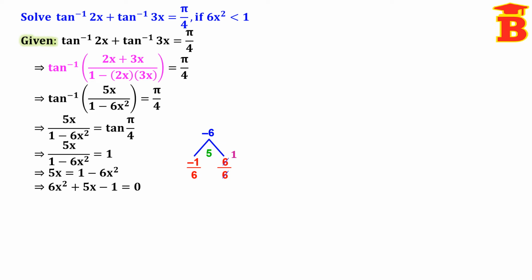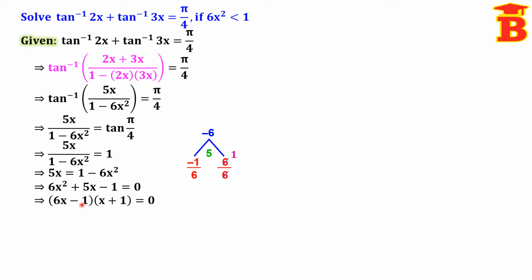This is a quadratic equation. We have to find the factors of this. Here the product is minus 6 and the sum is 5. So the two numbers are minus 1 and 6. Divide by the first number 6, and so we get minus 1 by 6 and 1. So this can be taken as (6x minus 1) into (x plus 1) equal to 0.